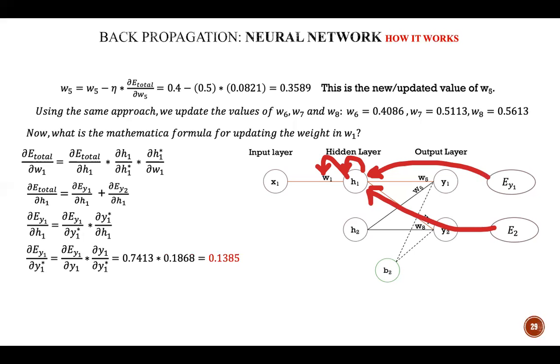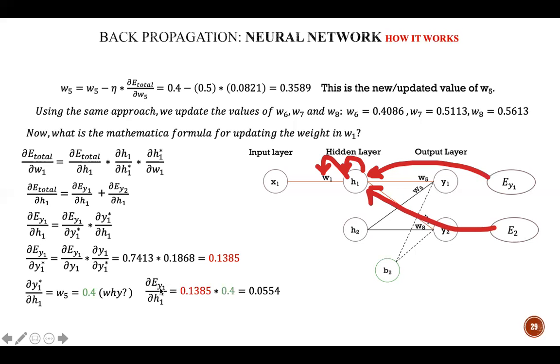And how do you calculate partial E1 over partial Y1 star? It is equal to these two ratios. Partial E with respect to Y1 over partial Y1 is equal to this number, which I have calculated before. And partial Y1 over partial Y1 star is equal to this number, which we calculated in the previous slide. You do this multiplication and you get this number here. Now, what is partial Y1 star over partial H1? I claim that this is equal to weight number 5, which is 0.5. I leave this as an exercise for you.